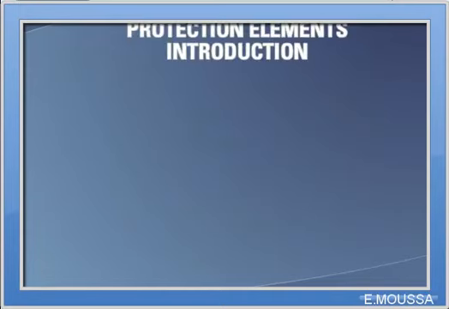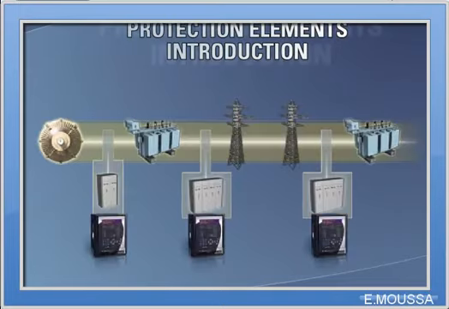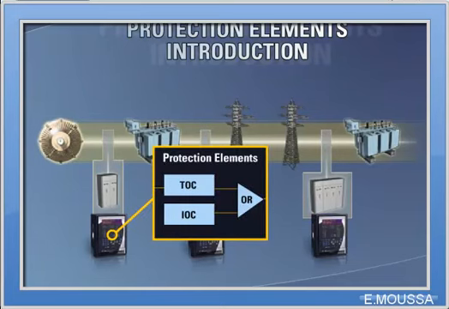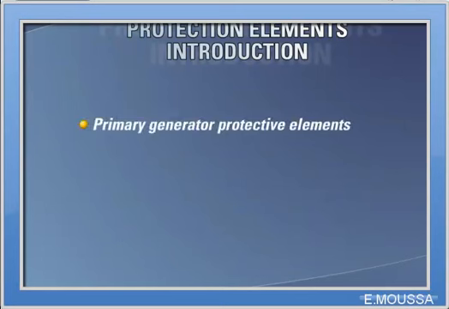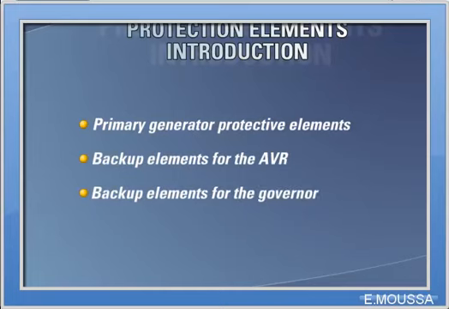In this section, we will discuss the most common protective elements used within generator protection schemes. Protective elements are essential in providing proper protection for all components within a power system, including generators. The elements we will cover fall into one of three categories: primary generator protective elements, backup elements for the AVR, or backup elements for the governor.